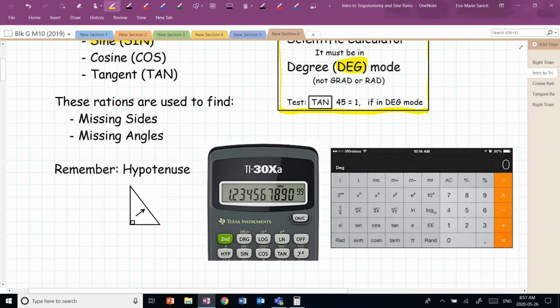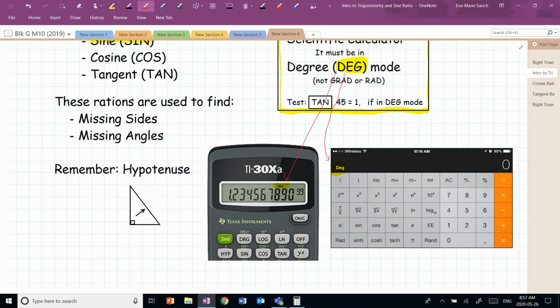I just took part of it, and then there's one that's from a cell phone. Okay. Now up here, I see degree written on the display of the handheld calculator, and I also see it written here on the cell phone one. Okay. So in degree mode, mine shows that it's in degree mode. Now, if you can't see a degree written somewhere on there and you're not sure, we're going to test that it's in degree mode.